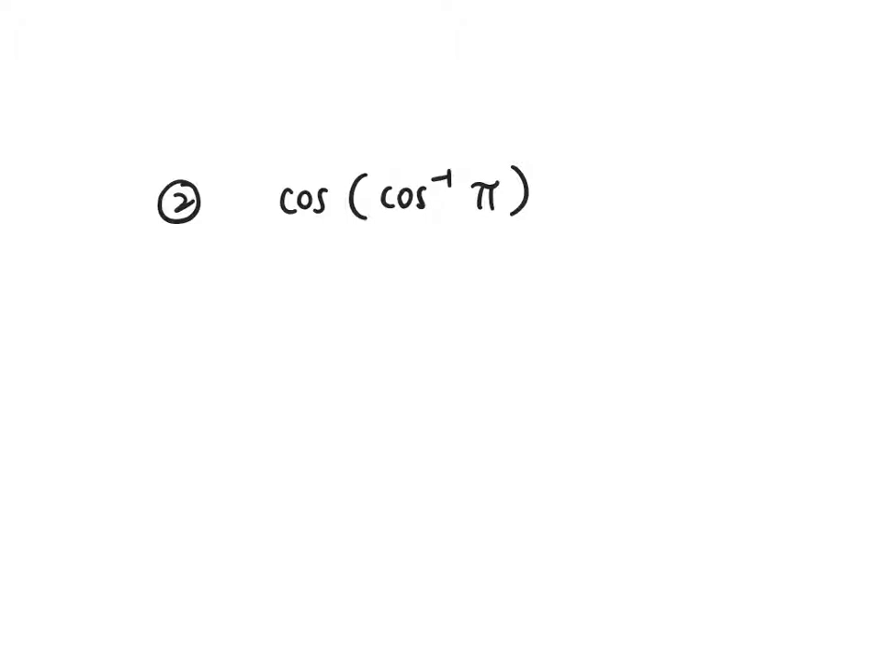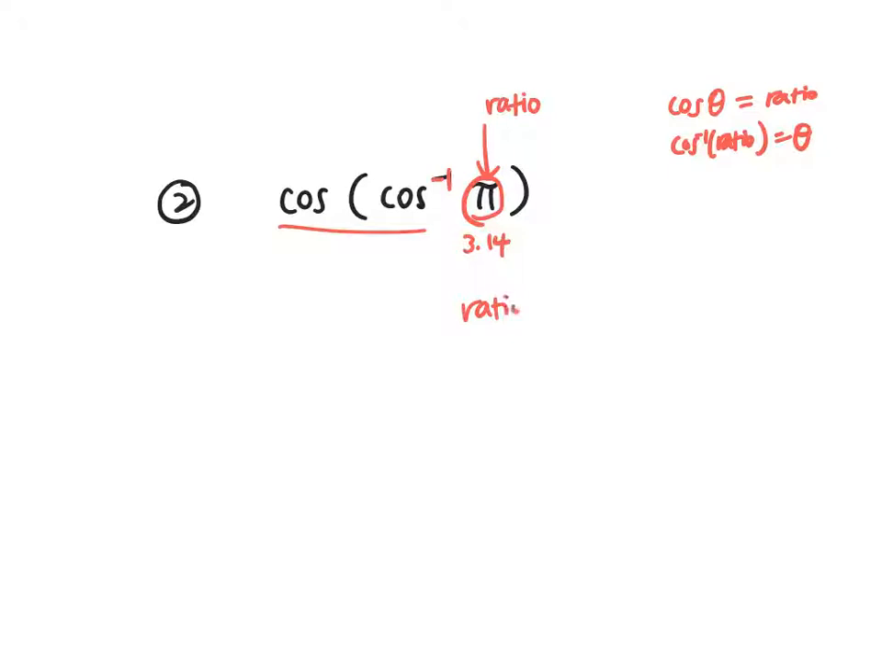Find the exact value of cosine of inverse cosine of pi. This one's a little sneaky, because notice that you're given inverse cosine here, therefore what's given to you is a ratio. Even though it looks like an angle, it's actually a ratio. Cosine theta is equal to the ratio, but with inverse cosine, you're given the ratio and you're trying to figure out what the angle is. So this is a ratio, and that ratio is about 3.14. Remember, for cosine and sine, your ratio needs to be between -1 and 1, and that is not the case for 3.14. So this is undefined.